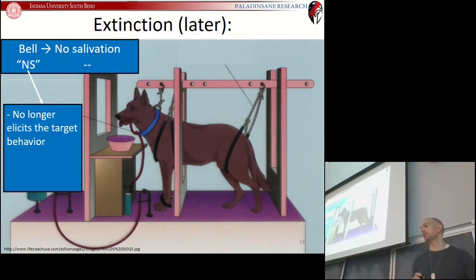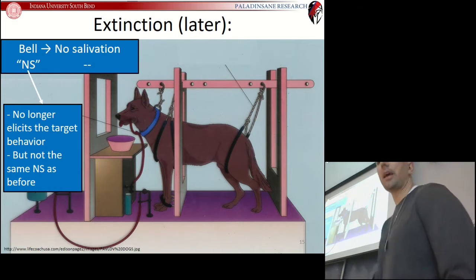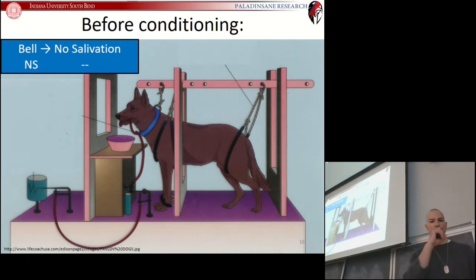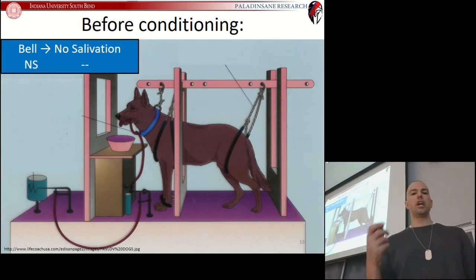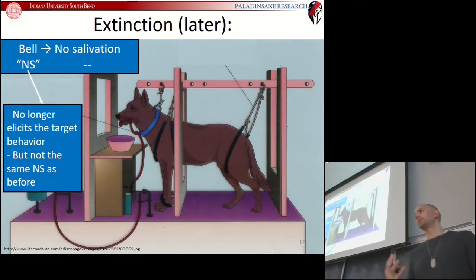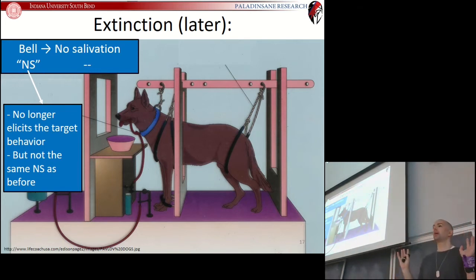But importantly, and this is one of the complexities, it's not the same as the neutral stimulus was before. So what are some of these things that are not the same? Well, one of the things that changes this neutral stimulus so that it's not the same as before, one of these hidden characteristics of this extinction neutral stimulus, occurs when you simply take a break.